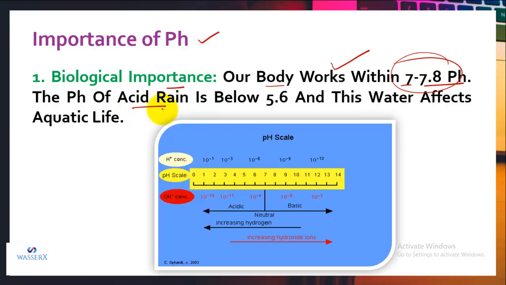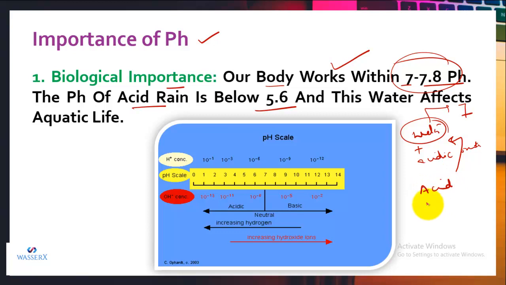Similarly, the pH of acid rain is below 5.6. You know that acid rain means water with dissolved acidic oxides in it. Otherwise we know that the pH of water is 7, that it is neutral. But when the acidic oxide gets dissolved, it forms acid rain, due to which its pH is below 5.6. And you know that this acid rain affects the monuments, affects the soil, it affects the aquatic life as well.